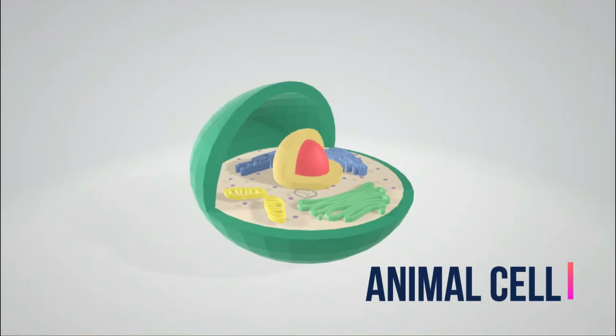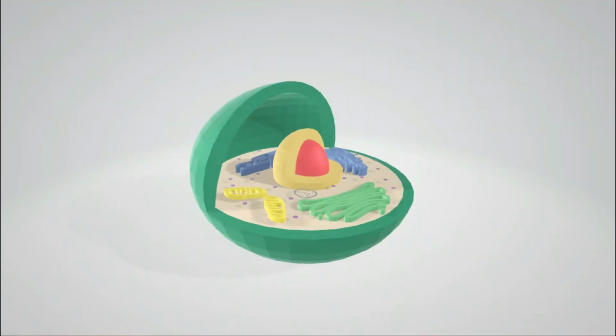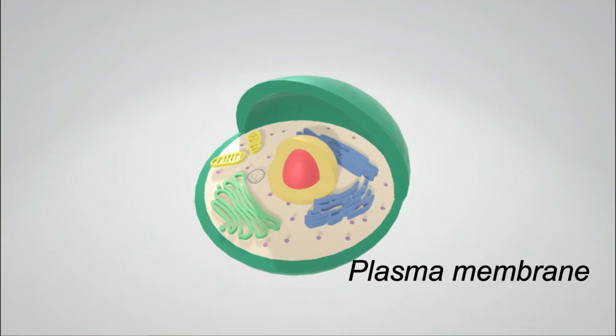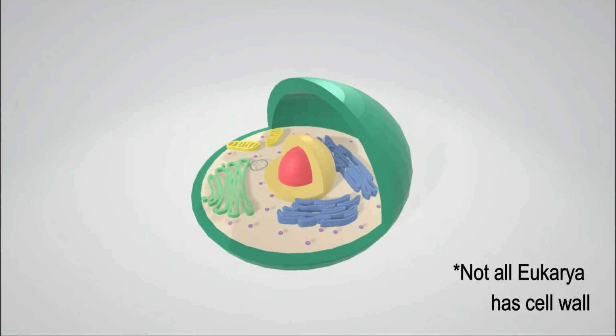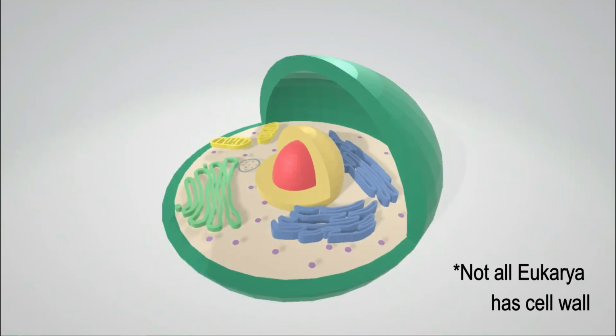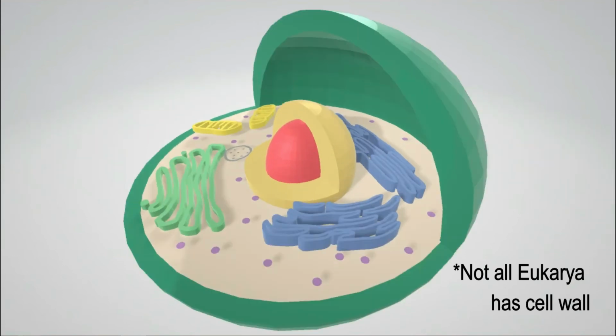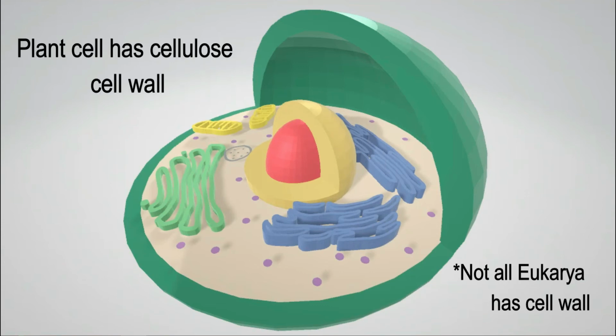This is the structure of animal cells. Like the bacteria, they have cytoplasm, ribosomes, and cell membrane that have ester linkage. Not all eukarya have cell walls. But for those eukarya having a cell wall, that wall contains no peptidoglycan. Animal cells lack a cell wall, which gives them their irregular shape. Plant cells, on the other hand, have a cell wall that is composed of cellulose.